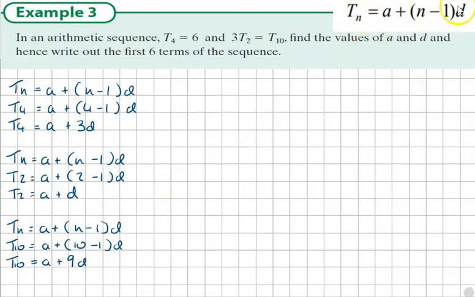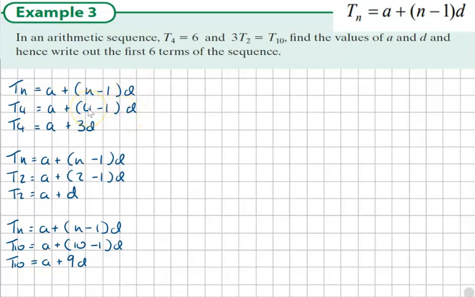So I'm going to take the Tn formula from my formula book. So Tn equals a plus n minus 1 times d. I'm going to write it out, and I'm going to replace Tn with T4 because I know T4 is part of my question. So I'm going to ignore the 6 for the moment. I'm just going to focus on T4, term 4. So a stays as a, but the n becomes 4, and the d stays as d.